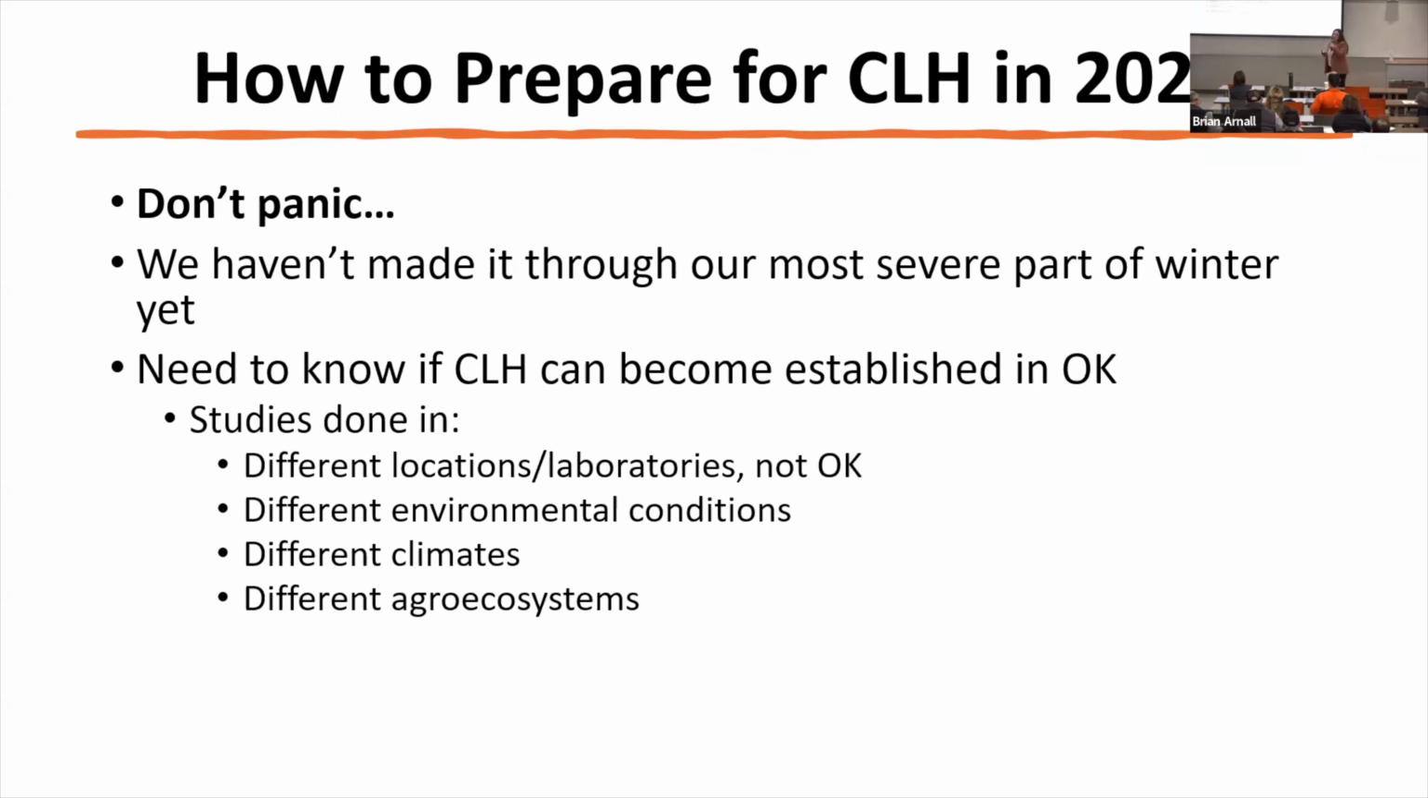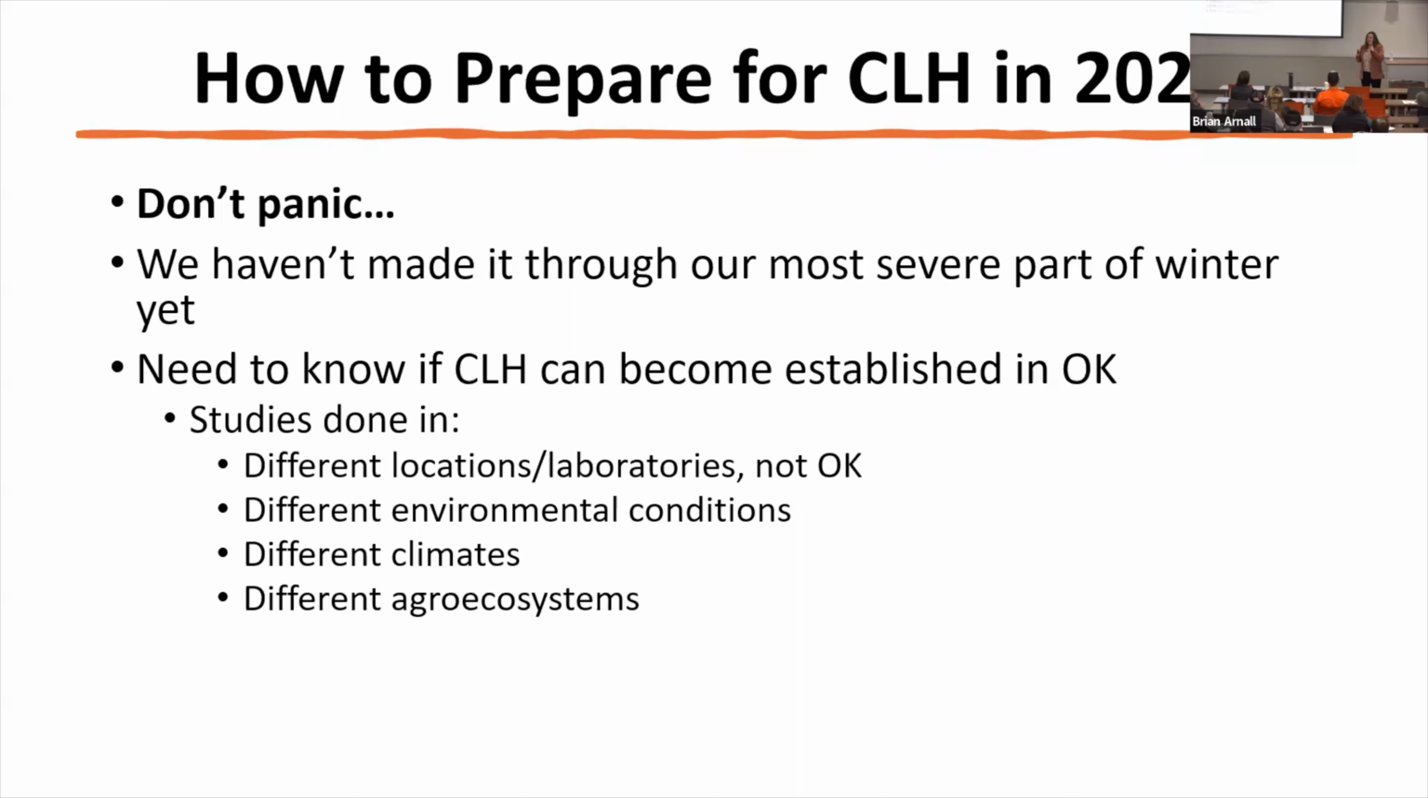But we need to know if it can become established in Oklahoma. All of the studies that we've talked about, none of them have been done here. Few have been done in Texas. We have a very different microclimate here in Oklahoma. We have different agronomic practices, agroecosystems, and other kinds of conditions and factors that we need to take into account.